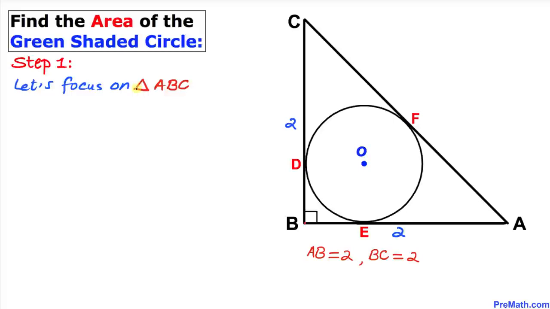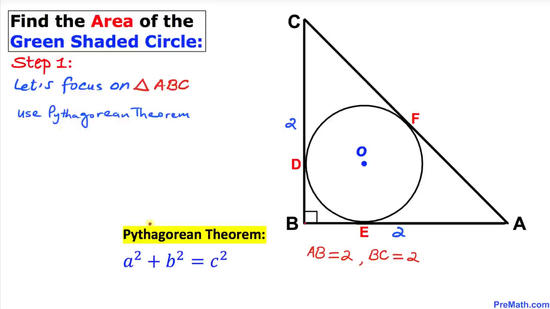And here's the very first step. Let's focus on this triangle ABC. And over here in this triangle, we know that this side AB is 2 units and this side BC is 2 units as well. And since this is a right triangle, therefore we are going to use the Pythagorean theorem. And here's the Pythagorean theorem. A square plus b square equal to c square.